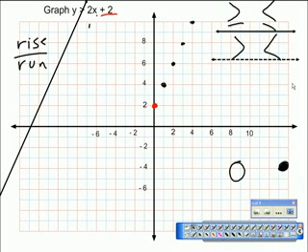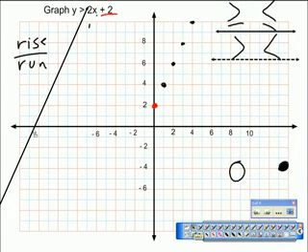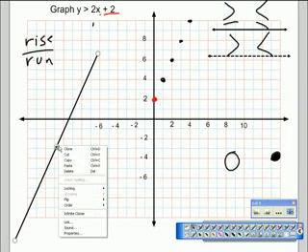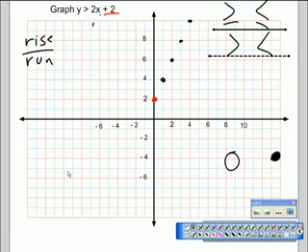So I went ahead and plotted my points. What kind of line should I have? I should have used a dashed line to graph this because it's just the inequality. All right, so I'll go ahead and get my dashed line and graph it.